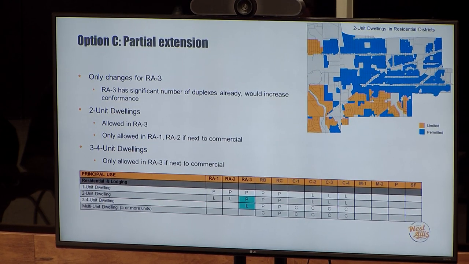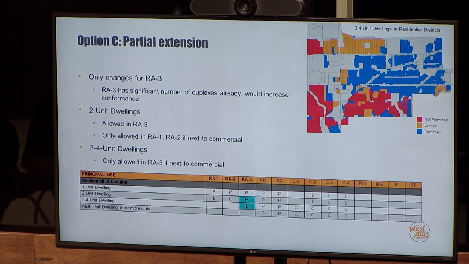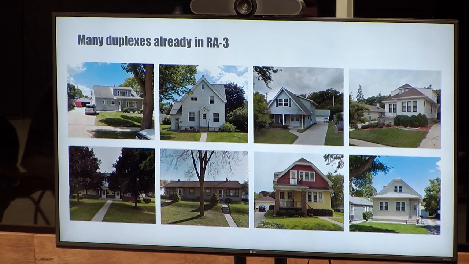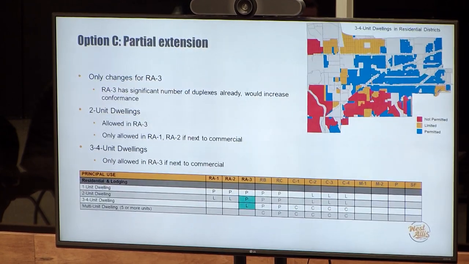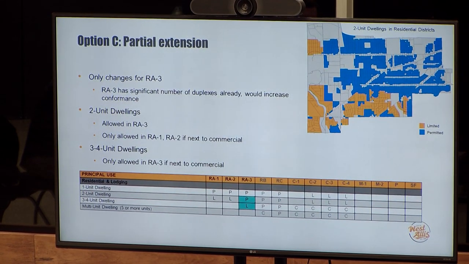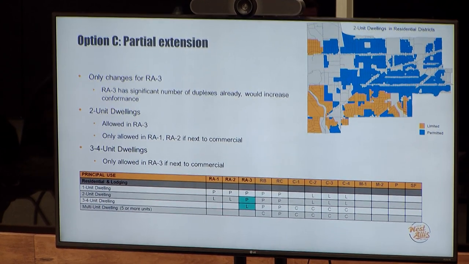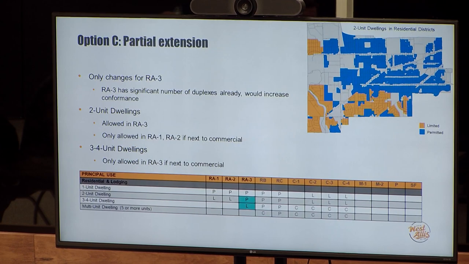And then the third option is the smallest change. This would be a partial extension. It would really focus on our RA3 district. The RA3 district, I'm just going to flip forward, already has a lot of duplexes that are now non-conforming uses. They were probably built before the zoning code was changed. So a lot of these neighborhoods already have a mix of single family and duplexes. So what we would propose in this third option is to allow duplexes as a permitted use in RA3, which would increase that conformance. And we'd also allow a select number of the 3 to 4 unit apartments where it would have to be bordering a commercial property.